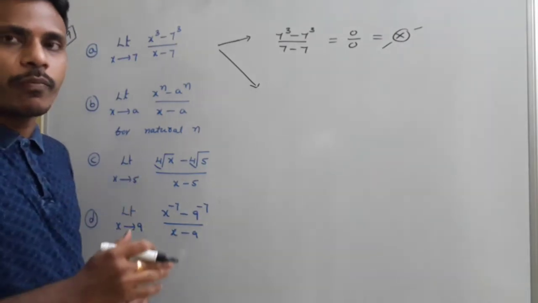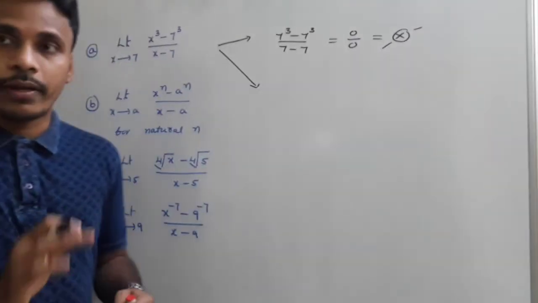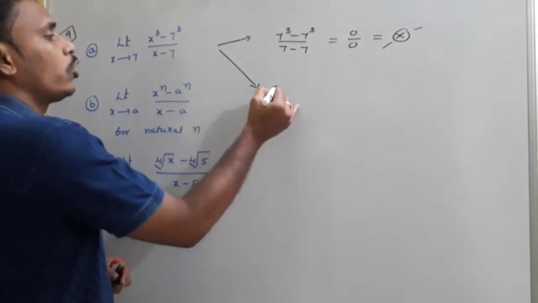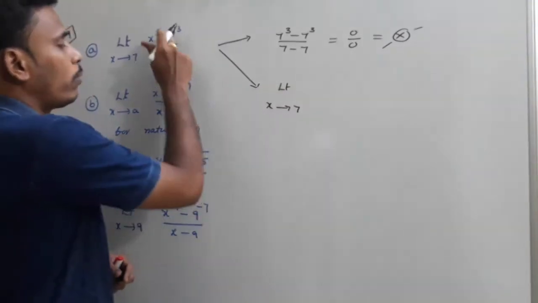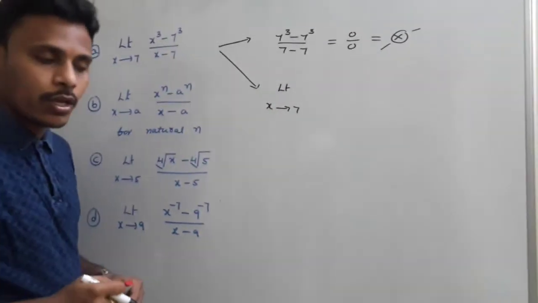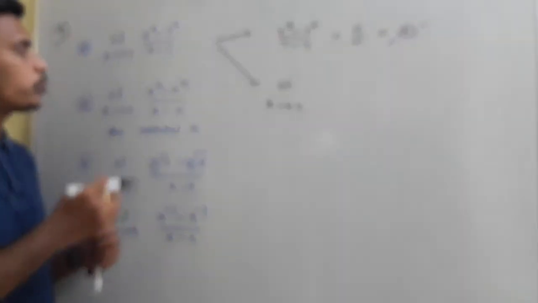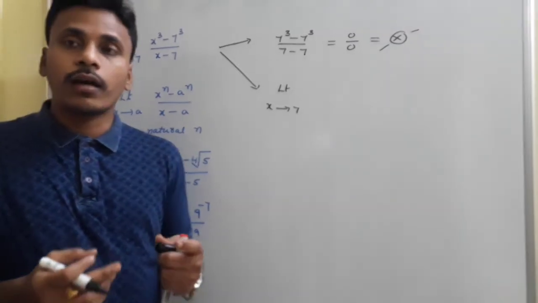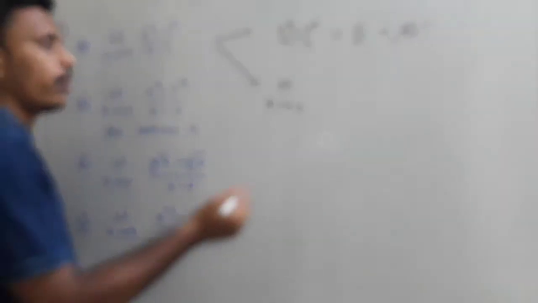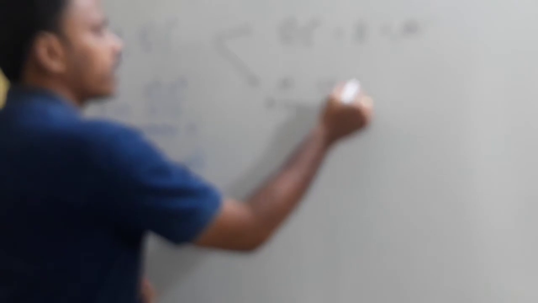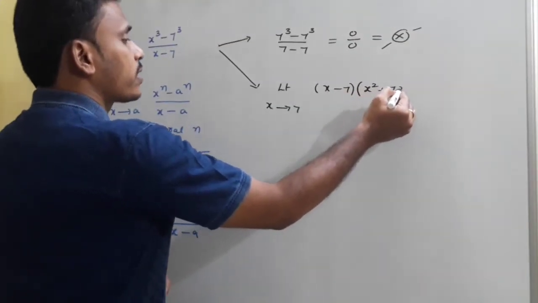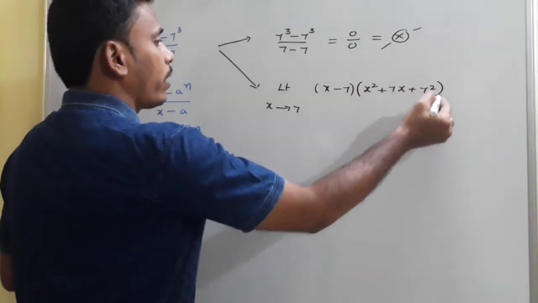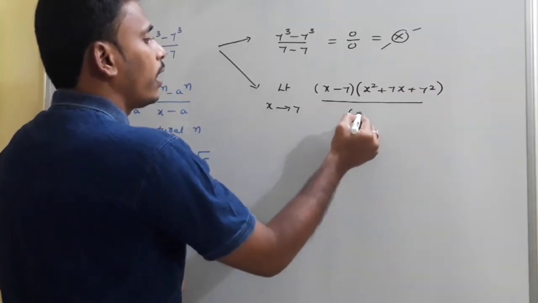So see, if you have your answer as an indeterminate form, in a sense something wrong has happened. Okay. So to avoid that, we need to use factorization again. Limit x tends to 7. The numerator is x cube minus 7 cube. If you observe, x cube minus 7 cube is of the format a cube minus b cube, which can be written as (a minus b)(a square plus ab plus b square). So, (x minus 7)(x square plus 7x plus 7 square) divided by (x minus 7).